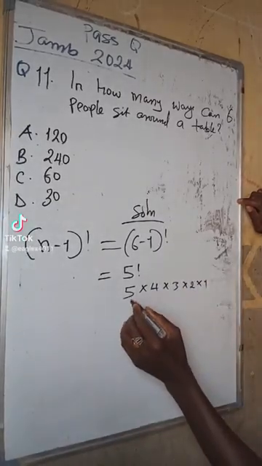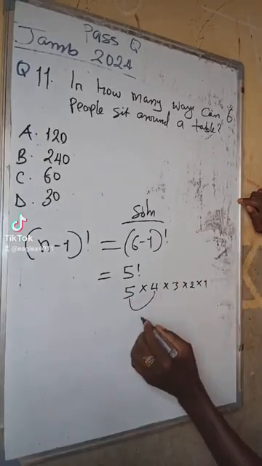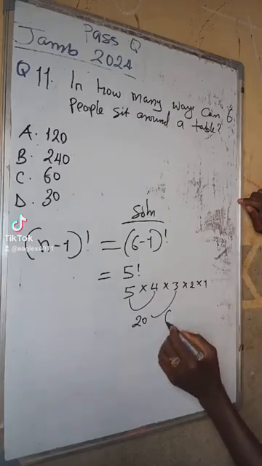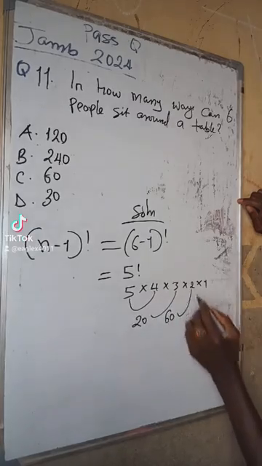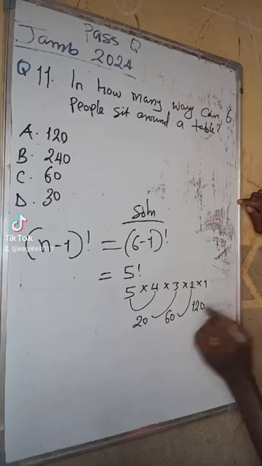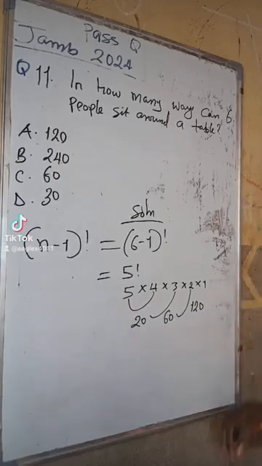As you can see from here, 5 multiplied by 4 gives us 20. Then 20 multiplied by 3 gives us 60. 60 multiplied by 2 gives us 120. 120 multiplied by 1 remains 120.